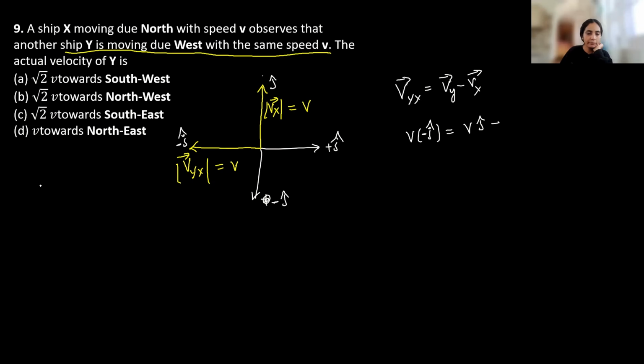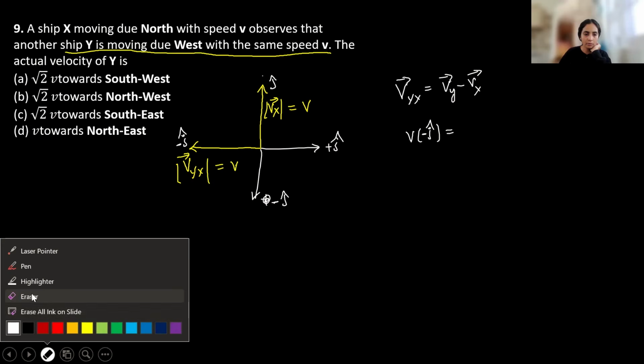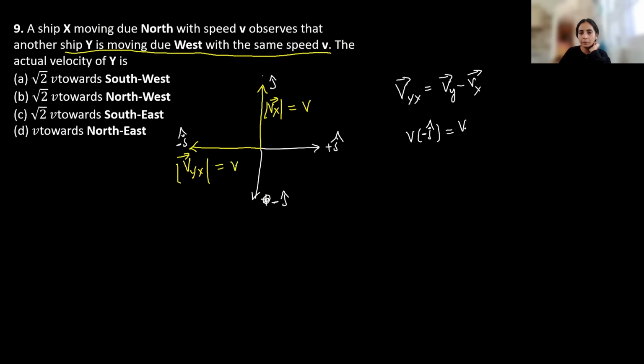Sorry, Vy we don't know. Give me some time. So Vy we don't know. And this is equal to minus Vx, which is equal to how much? That is your V and then j cap. So this is this thing. Now Vy is equal to how much? That is your V j cap. And this is minus V i cap.